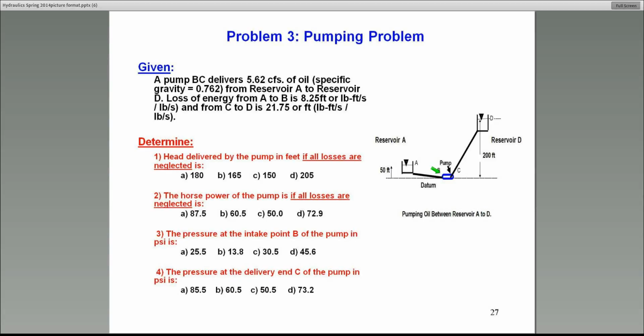So that kind of forces you to write the Bernoulli equation between A and B. Remember, I was trying to avoid that because the pressure at B, it's an internal point, and there is pressure there, PB over gamma, and that's an unknown. So you'll have to use the Bernoulli equation between A and B. Of course, the head loss is given, remember. I already gave you from A to B is 8.25 feet. So given that, go ahead and write the Bernoulli equation and solve for the pressure at point B.